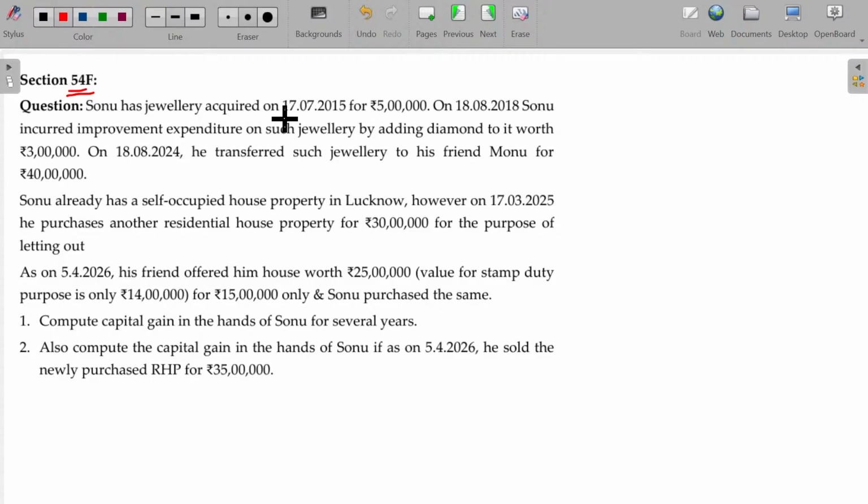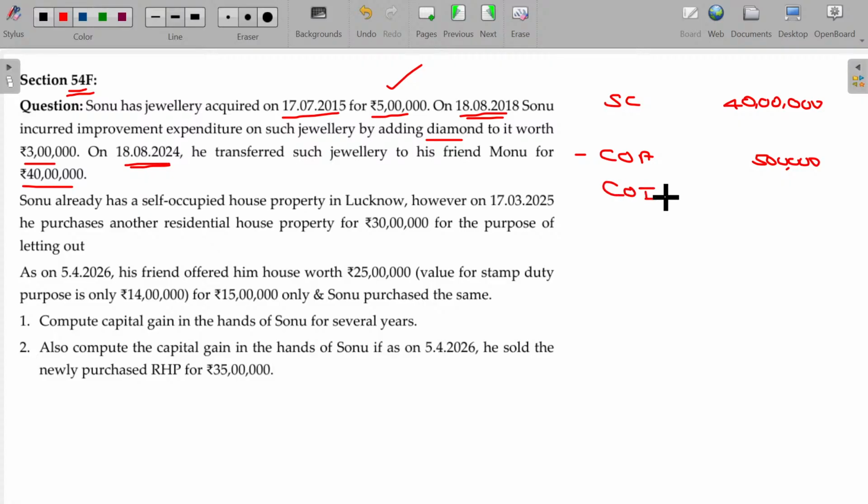Sonu has jewellery acquired on 17/7/2015 for rupees 5 lakhs. On 18/8/18, Sonu incurred improvement expenditure on such jewellery by adding diamond to it worth rupees 3 lakhs. On 18/8/24, he transferred such jewellery to his friend Monu for rupees 40 lakhs. So, sale consideration being 40 lakhs, minus cost of acquisition being 5 lakhs and cost of improvement being 3 lakhs.